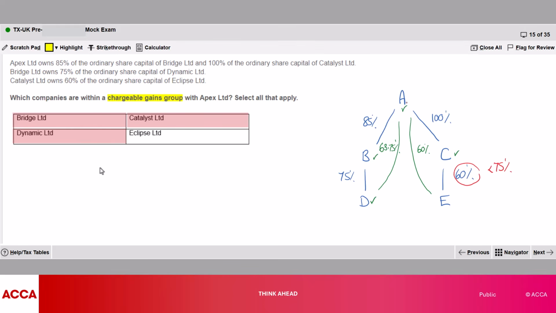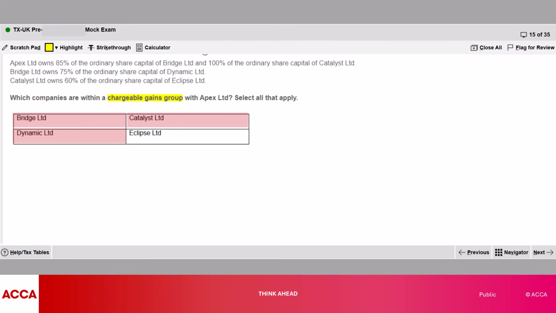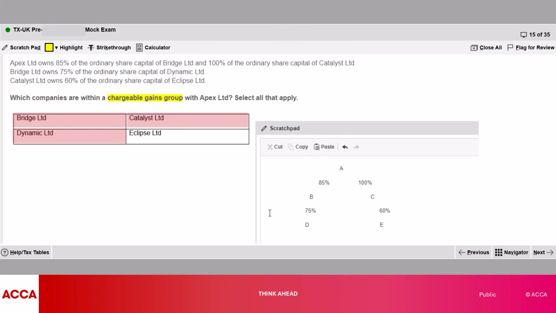Now, one thing you might be wondering is, how do I draw that group diagram if I'm not allowed to use scrap paper? If you're just using the scratch pad, you will need to be a little bit creative here. But as I've shown here, you can kind of draw a group structure diagram, but just without the lines. You can set it up, put in the percentages, and then that should hopefully help you to visualize things. So we've got the same group structure, but without the lines, and then you'd have to multiply to get the indirect percentages in the same way as I did with my diagram.